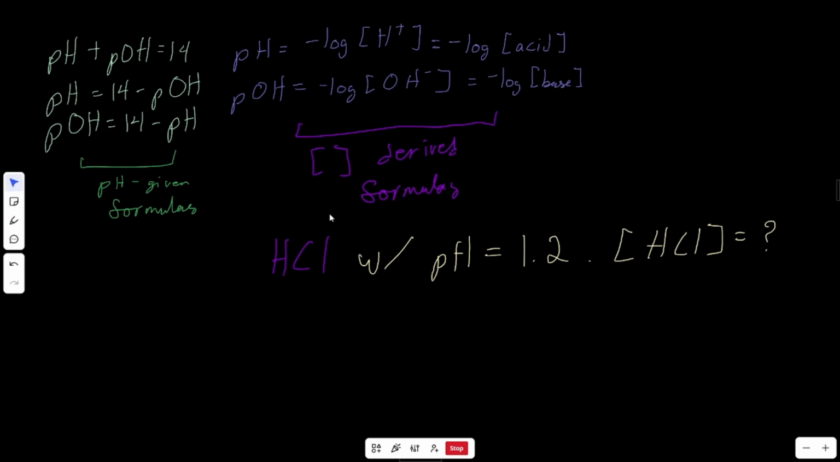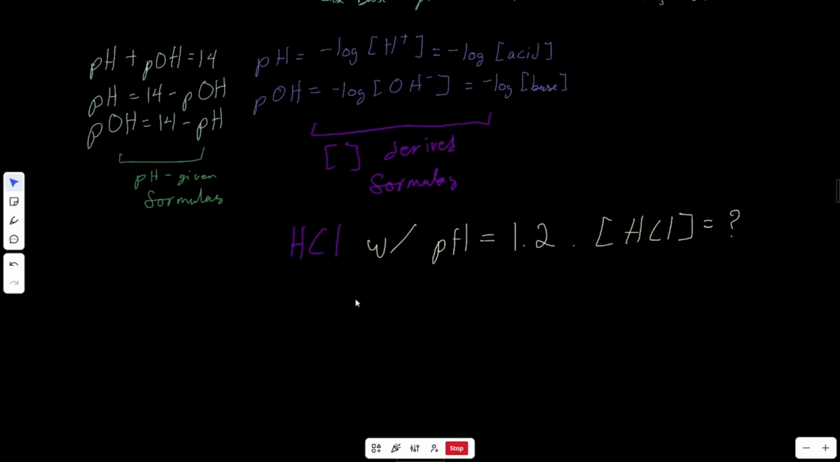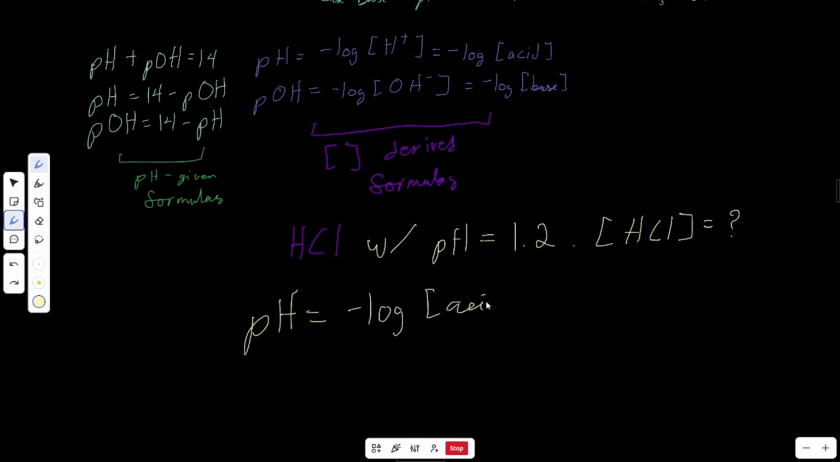So since we're looking for the concentration, we need to use the concentration derived formulas, right? Now, how do we reverse engineer this? So we can go back, we can go here. So pH is equal to the negative log of the acid, the concentration of the acid, which in this case would be HCl. So we can also say that this is equal to 1.2. Now, recall what this means. The answer to this is 10 to the power of negative something, right? The negative log, which here is actually our pH. 10 to the power of negative pH.